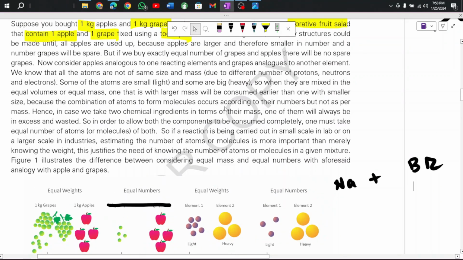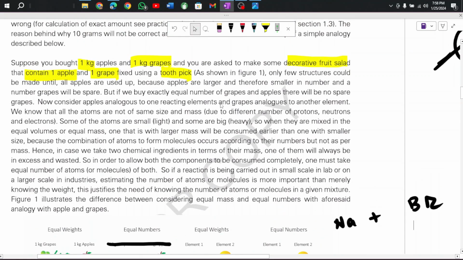ঠিক আছে? এখানে এক্সপ্লেনেশন আছে। আমরা যদি ব্রিফলি পড়ি, দেখি কি বলে। If we buy exactly equal number of grapes and apples, there will be no spare grapes. হ্যাঁ, আমরা এটা দেখলাম। তারপরে বলেছে, now consider apples analogous to one reacting element and grapes analogous to another. We know all the atoms are not of the same size and mass. That's because of the different number of protons, neutrons, and electrons. Some of the atoms are small and light, while the others are big and heavy.